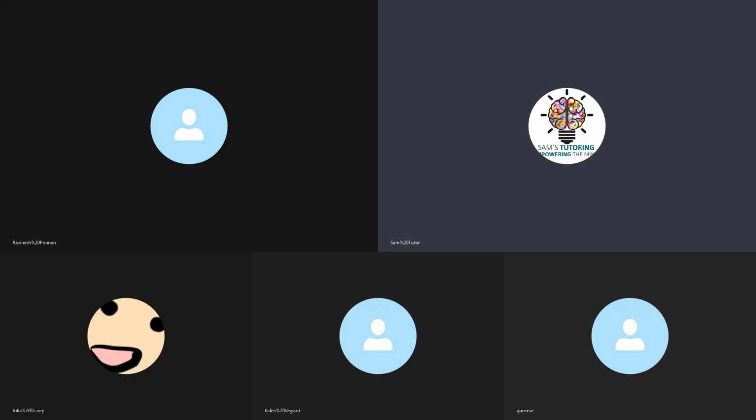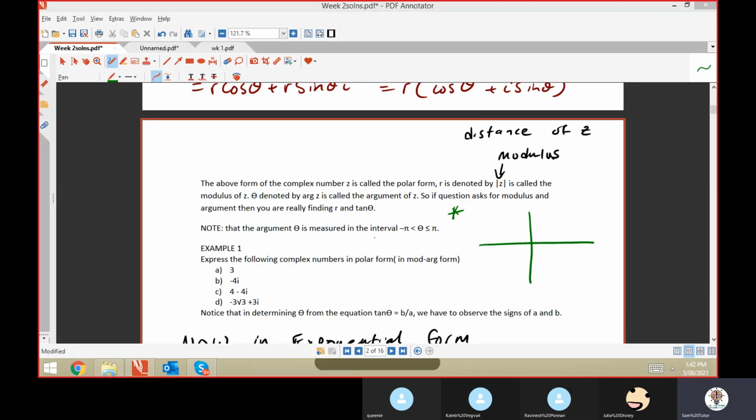Okay, so theta is measured in the interval between -180 and 180. As you can see, inclusive of 180, but not inclusive of -180. So theta has a problem. It's just like we did back in trig. We needed to work out which quadrants we're in.